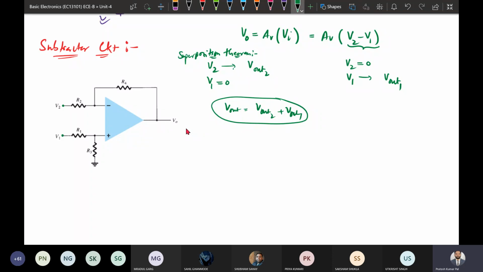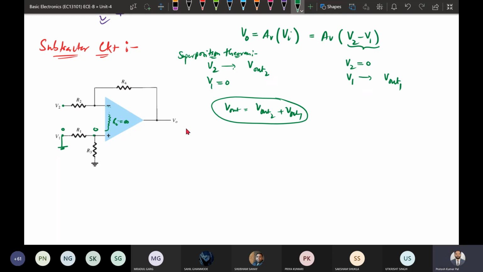Once suppose we are considering V2, and at that time V1 is 0. V1 is 0 means it is connected to 0, and this is already open, because we are considering the virtual ground and input resistance is high, our input is infinity, so it is open. If it is open, it is connected to ground, so there will also be a ground, so it is 0 and it is 0. That means this terminal will be overall connected to ground only. These resistances will not have any voltage drop, so there will be no current flowing.